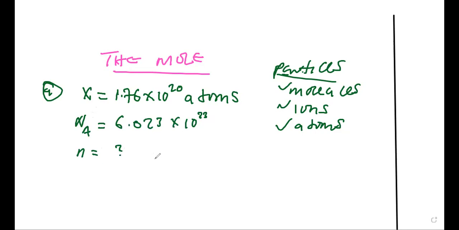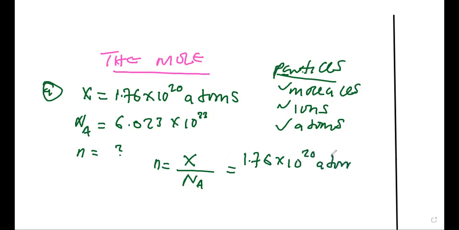I'm sure you guys are able to remember that the number of moles is equal to the number of particles over the Avogadro's constant. So this is going to be the number of particles, 1.76 times 10 to the power 20 atoms, over 6.023 times 10 to the power 23 particles.